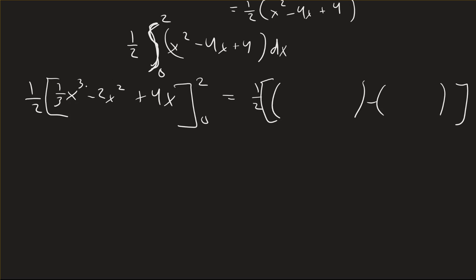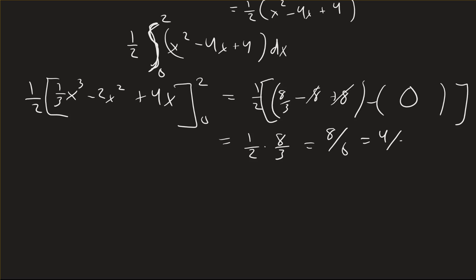Okay, so if I plugged in 2 into all of these, I would get 8/3 minus 8 plus 8, and then subtract, plug in 0 to each of these, but 0 minus 0 plus 0 would just be a big 0. And I can also see those go to 0, so I'm left with this 1/2 that I pulled out front times the 8/3, which would give me 8/6, which reduces to 4/3.